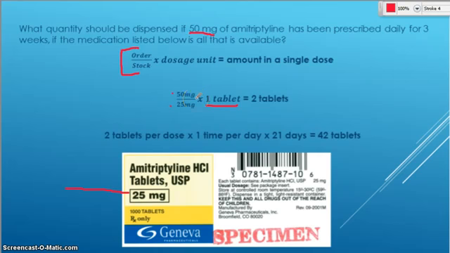Hit your equals button. You get 2, times 1, which means you're going to need 2 tablets every time they take this medication. And if we go back and read, they're taking it daily, so that means 1 time per day for 3 weeks, and 3 weeks is 21 days. So that's where we use our dose times our frequency times our number of days to find the total quantity to dispense. So 2 times 1 times 21 gives me 42 tablets that we're going to dispense.